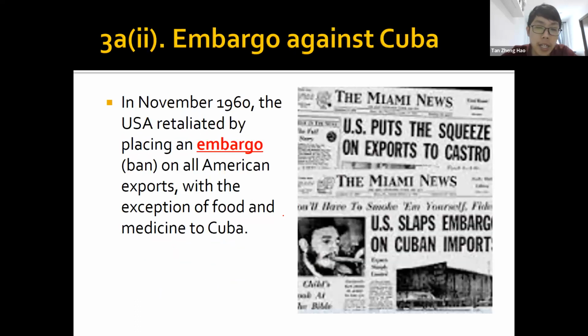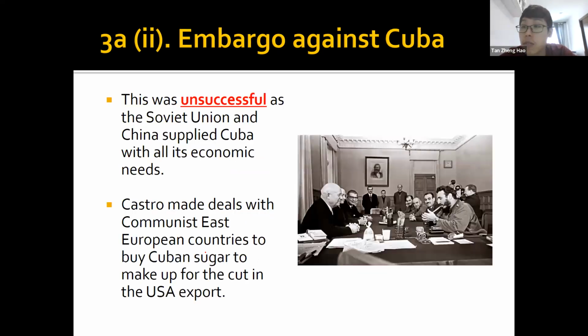Because of that, they did the embargo, which was a ban on American exports. That means Cuba will no longer be able to buy many American goods, except some food and medicine. If America makes cars, for example, Cuba can no longer buy cars from America. If America makes clothes, Cuba can no longer buy clothes from America. You can imagine this will have a very big impact on Cuba, because for a long time, Cuba was reliant on America for resources. So of course, this will worsen the relationship between the two countries.